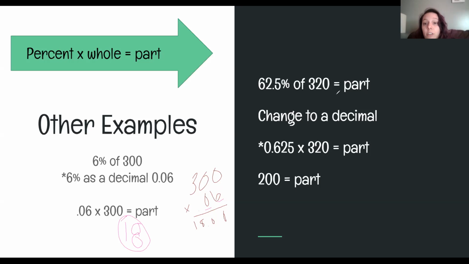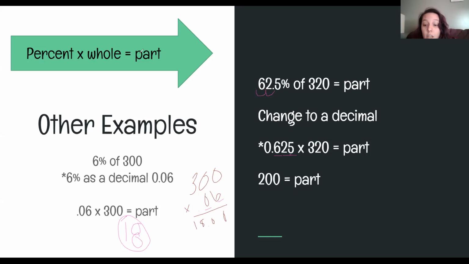Okay. On this side, this problem's already solved out, but if I have 62.5% of 320, I'm changing it to a decimal. I'm moving the decimal 2 places. So I have 0.625. So now you have 3 numbers behind the decimal point. You're multiplying this out. The answer would then be 200 when you multiply it out. But whenever you multiply it, you're going to have 3 numbers behind your decimal point, since I have 3 numbers right here behind my decimal point in my problem.